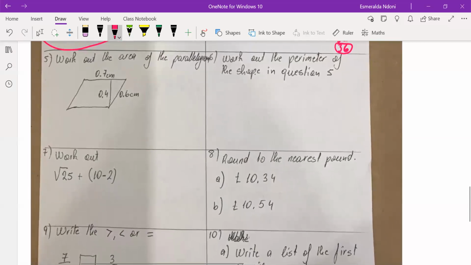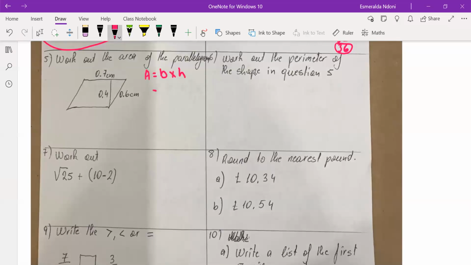Question number 5. Work out the area of the parallelogram. Again, we ask ourselves, what is the shape? A parallelogram is the answer. Formula for area of a parallelogram is base times height. I need you to write the formula down. Every time you work with area, write the formula down.